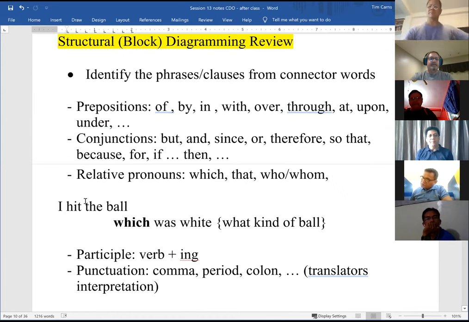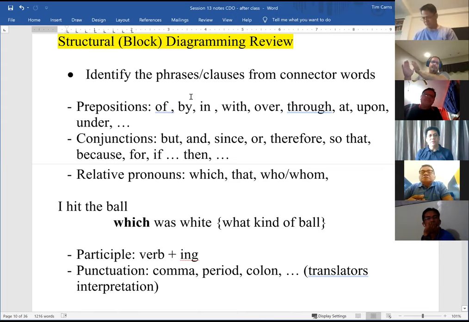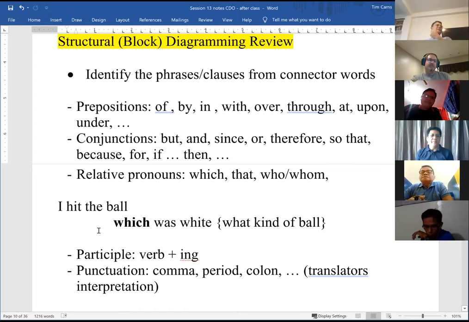One, we identify phrases and clauses. How do we do that? We want to take a verse and break it up into its phrases and clauses, and we do that by finding and noticing the connector words. The most common connector words are prepositions and conjunctions. But we also have relative pronouns that can function as a connector word, and participles. And then sometimes punctuation can be helpful. All right? So that's the first step.